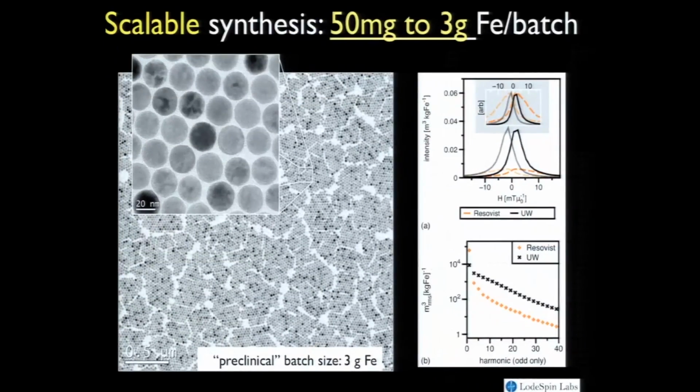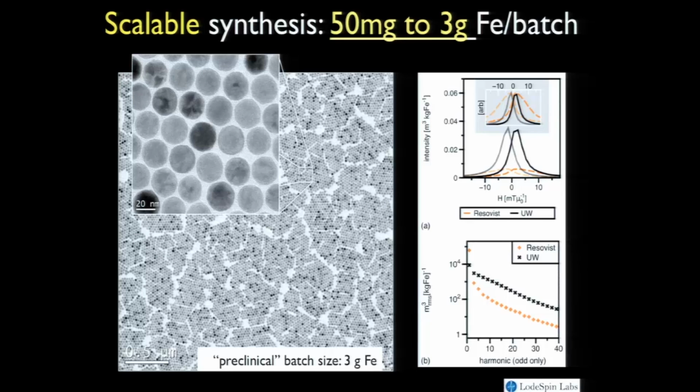The other important point from a commercial point of view is that we no longer make particles in very small quantities. In the chemistry lab, we used to make 50 milligrams and so on. Now we have scaled up the synthesis to 3 grams per batch, and we are still working on scaling this up to larger quantities. And you can now see, when we scale up, very large areas of highly uniform particles, and this is what we believe are our first preclinical traces. And again, the performance is shown here.